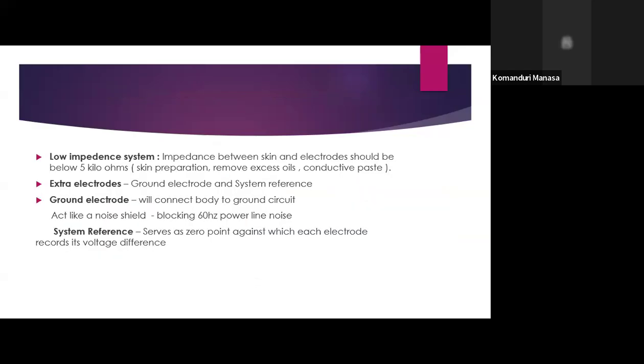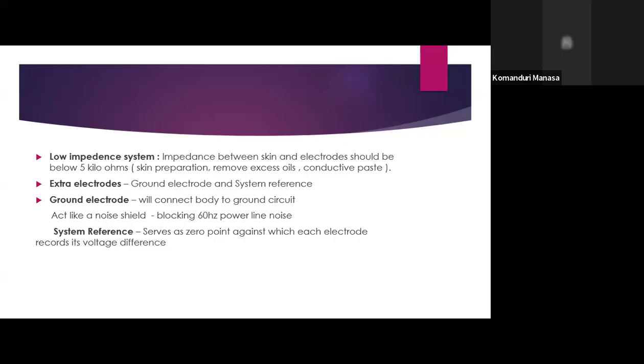So we need a low impedance system. The impedance between skin and electrodes ideally should be below 5 kilo ohms. This requires proper skin preparation, removing the excess oils, and application of the conductive paste to achieve this impedance. And we have extra electrodes, other than the electrodes which pick up the cerebral activity. That is, there is a ground electrode and a system reference electrode. These two electrodes are used to reduce the noise in the EEG.